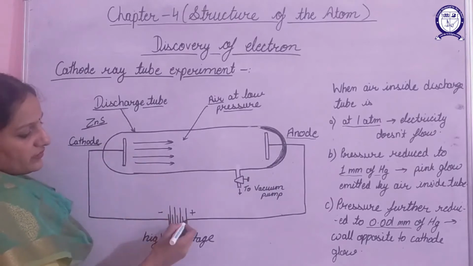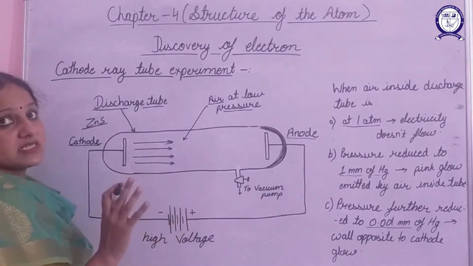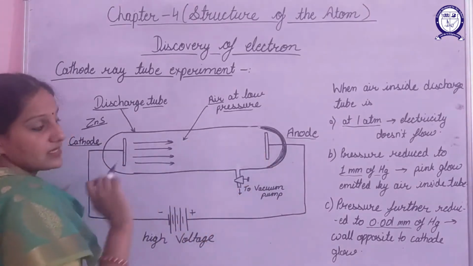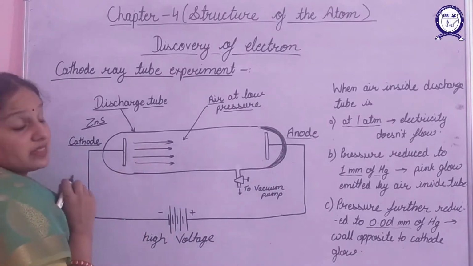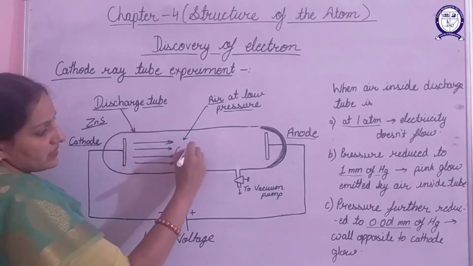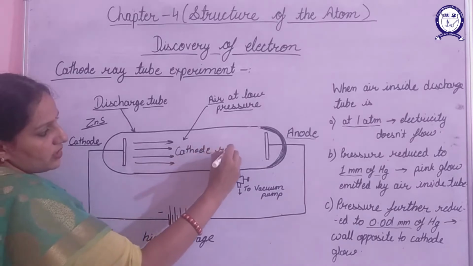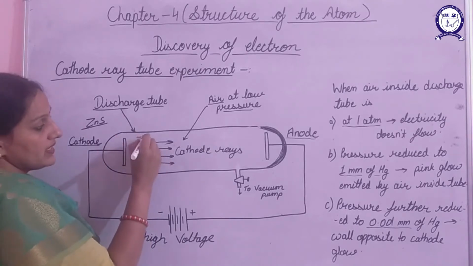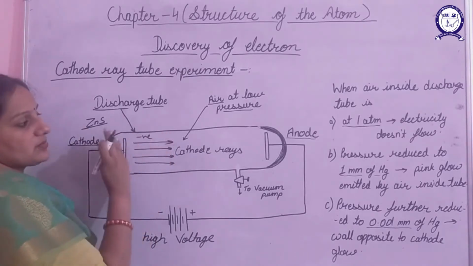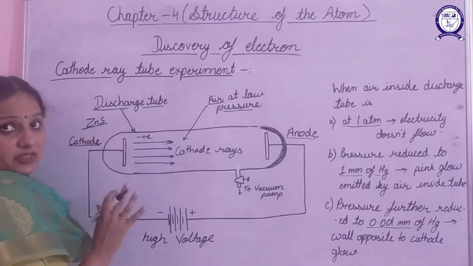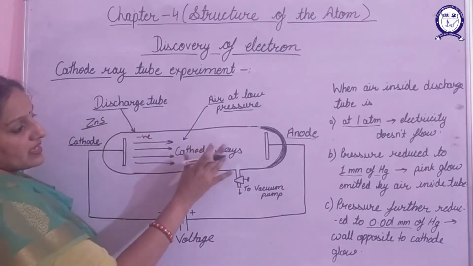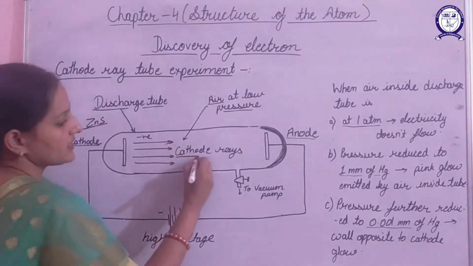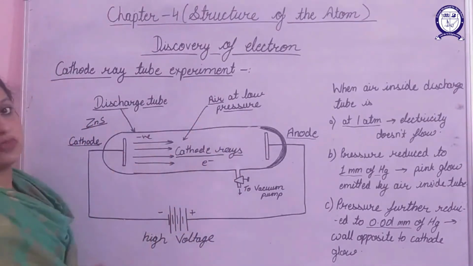Now what they decided, that if it is positive, so we know that opposite charges attract each other. So if something is being attracted towards the positive, that is the anode, then might be their nature was negative. So they named it as cathode rays, because they thought that these rays or these particles were negative. So these negatively charged particles might be coming from this cathode, and they named them as cathode rays. And later on, these cathode rays were known to be electrons only.